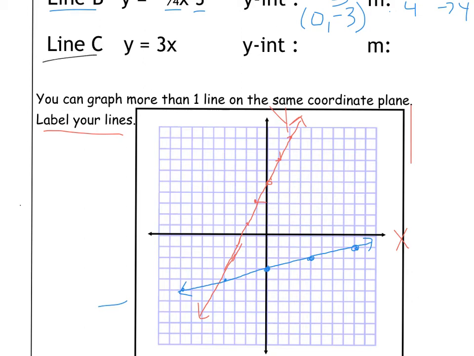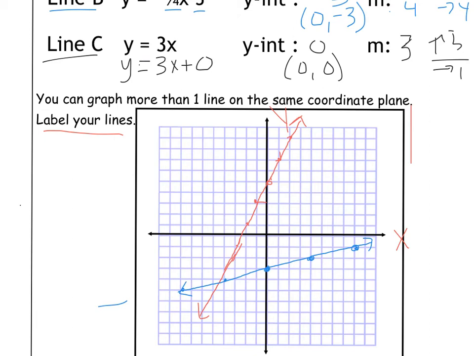Okay, last, line C. Line C, you'll notice, is y equals 3x. So right now I'm thinking, what's my y-intercept? It's not 3. If I rewrite this just to see it, this is the same as y equals 3x plus 0. So my y-intercept then is 0 for an ordered pair of (0, 0). My slope then is 3, which means I'm going up 3 over 1.